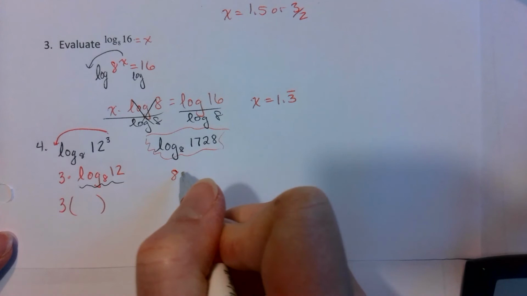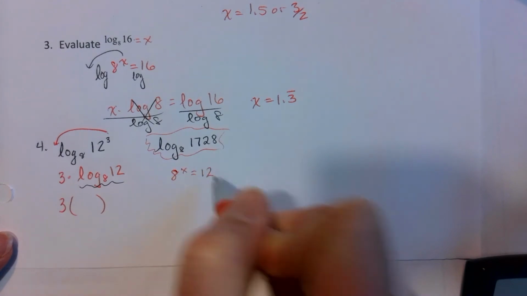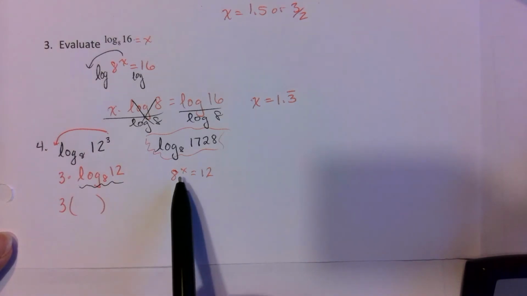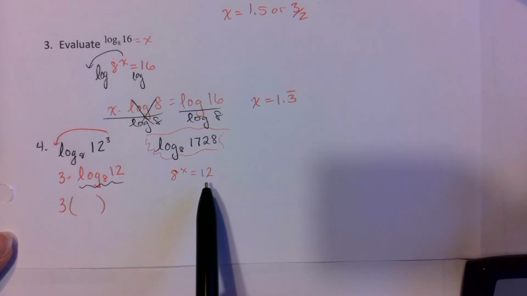So this would be 8 to some power equals 12. Okay, well, 8 to the 1st, 8. 8 to the 2nd, 64. So I know my number is between 1 and 2. And because 12 is closer to 8 than it is to 64, then my power must be closer to 1.